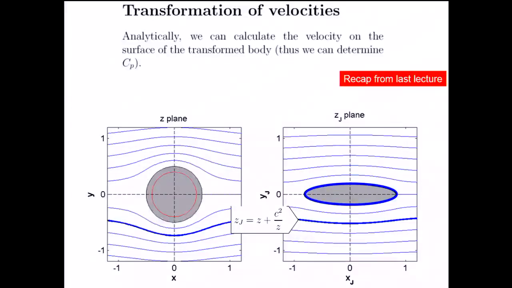And then one more thing we want to do is we want to know the velocity. We want to know the velocity distribution around this object, around the ellipse in the transformed plane. This is meaningful because we want to calculate the lift and drag coefficient of the object. So we need to know the velocity, and then we can use something like Bernoulli's equation to derive the pressure from the velocity distribution.